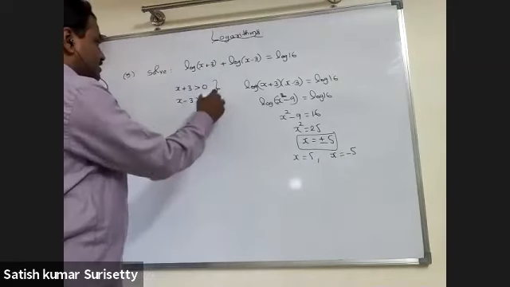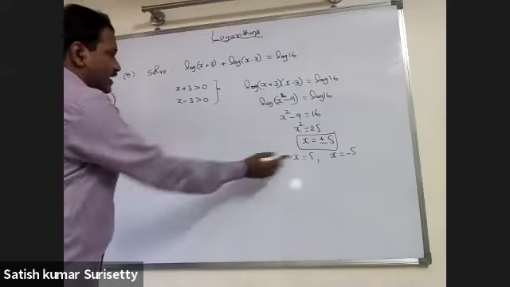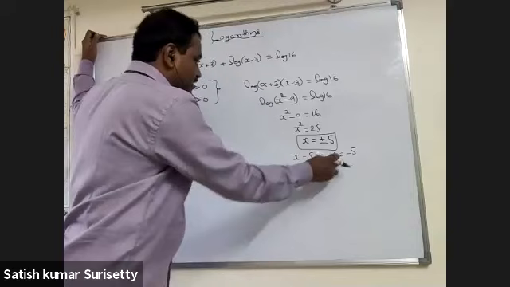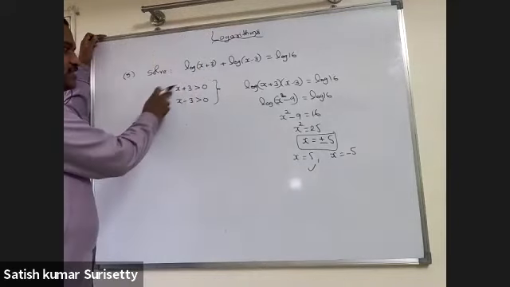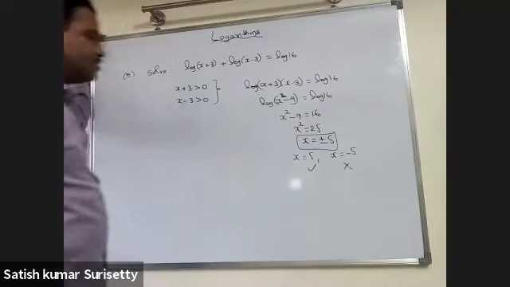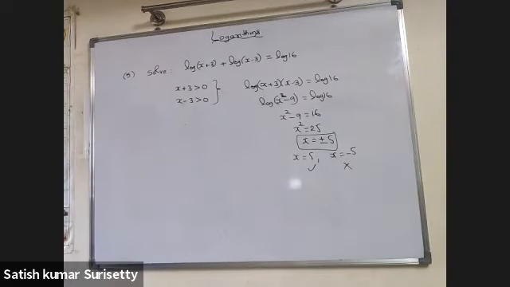Now verify this with these conditions. Now when I take 5, 5 plus 3 greater than 0, 5 minus 3 greater than 0. So 5 you can take. But x equal to minus 5 will not satisfy both the conditions. So you should not take this. That means the only solution is x equal to 5.